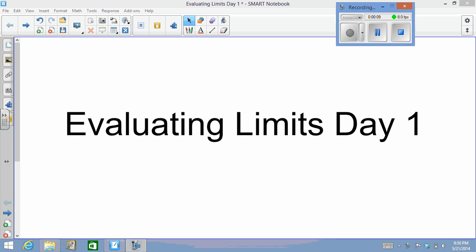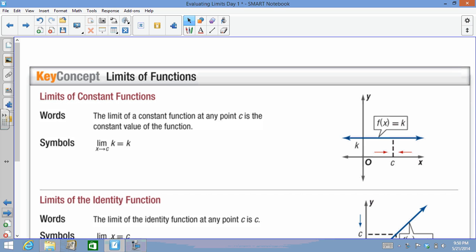So here we go. We're going to be talking about evaluating limits, and this is day 1. We're going to be breaking evaluating limits into 2 parts. So here's the first part. We're going to be talking about the limits of constant functions.